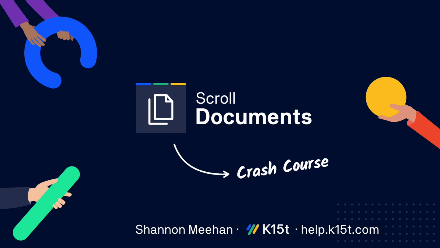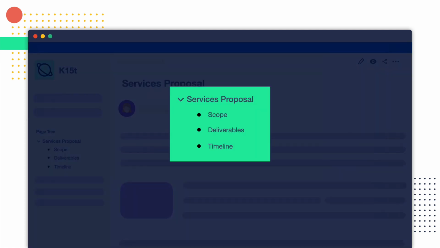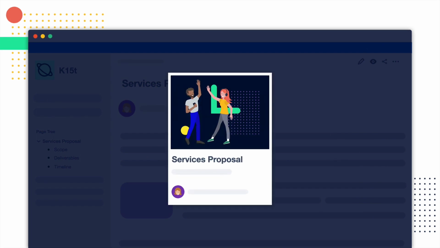I'm Shannon from K15T, and in this video, I'll show you how this app can help your team manage, version, export, and compare your documents in Confluence. The app enables you to manage a tree of Confluence pages, a parent page and all of its children, as one unit, giving you the flexibility to manage content and changes across multiple pages.